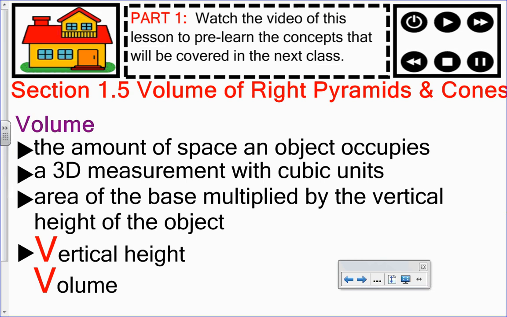Hello, Matthews Gatos here. In this video, we're going to look at the volume of right pyramids and cones.